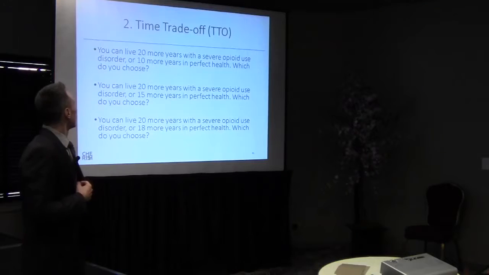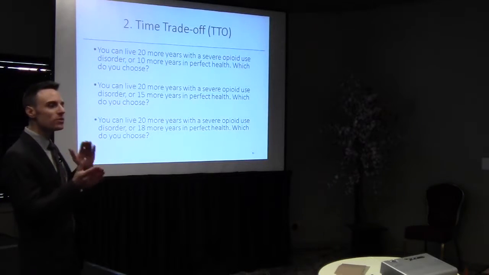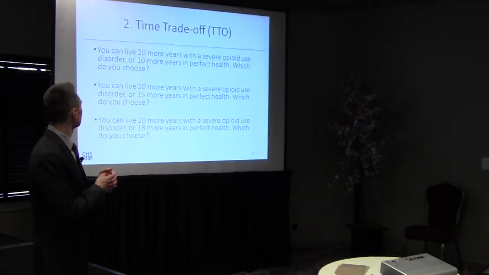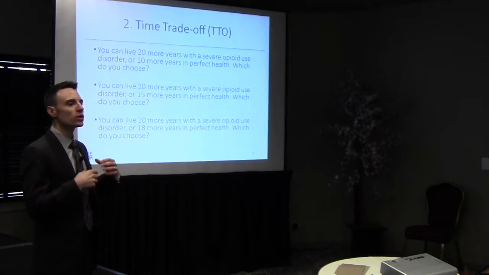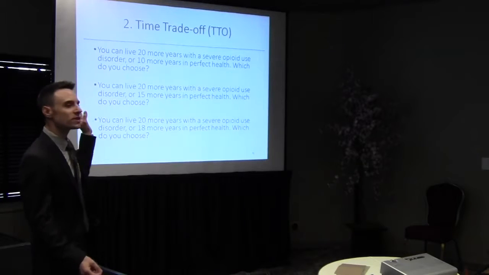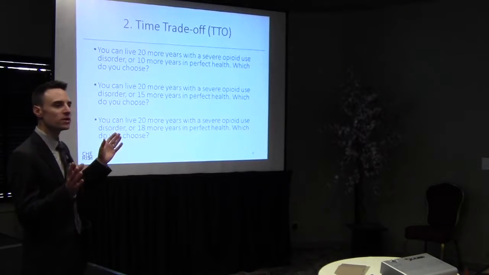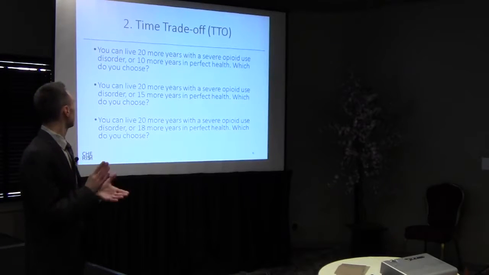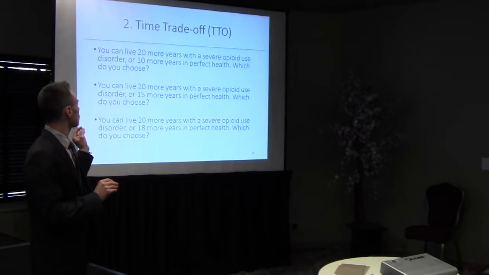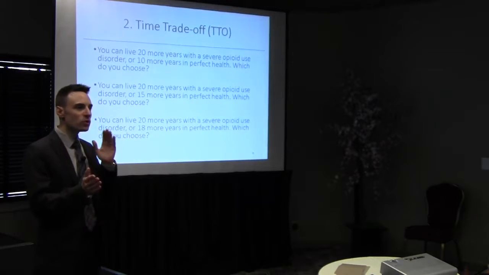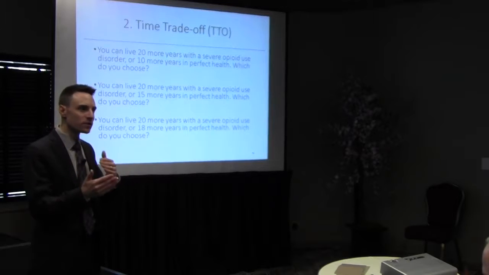next. Okay, so how we do this time trade-off, this is a really good example. We'll just kind of walk through it. So we would present the individual with a question. So let's say you can live 20 more years with a severe opioid use disorder, and that would be explained to them in detail, and I'll show you a good example of that in the next slide. Or 10 more years in perfect health. Which do you choose? Okay, and the idea is we want to vary this until they're indifferent.